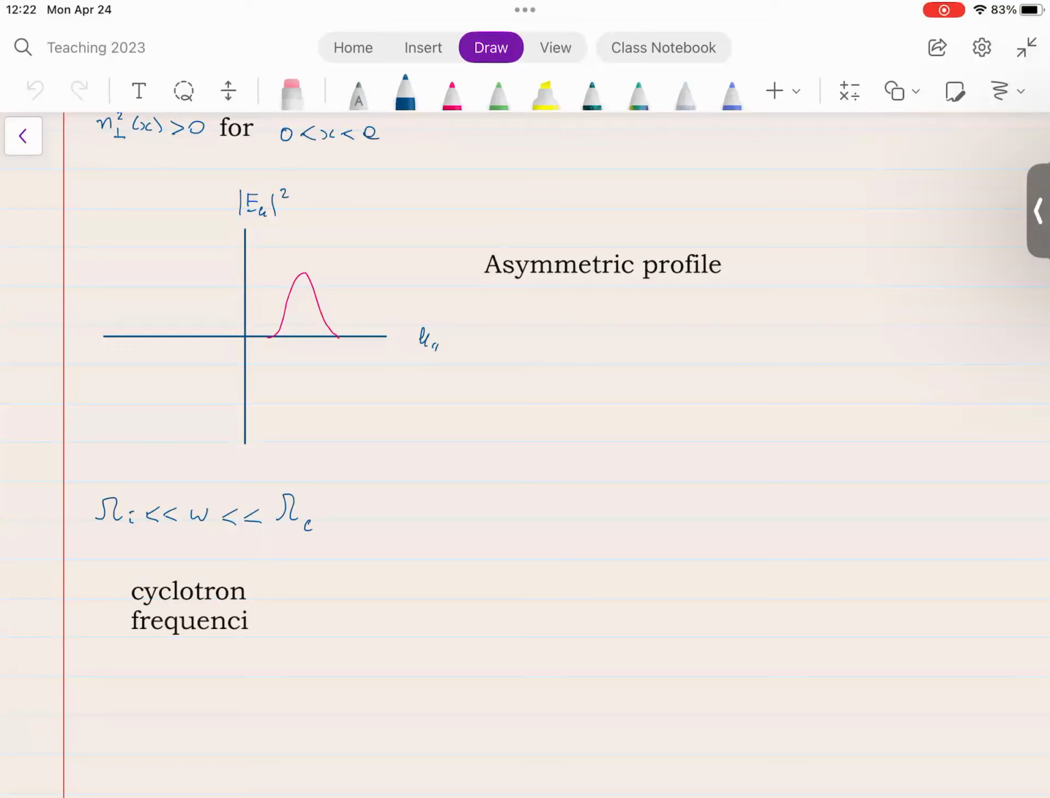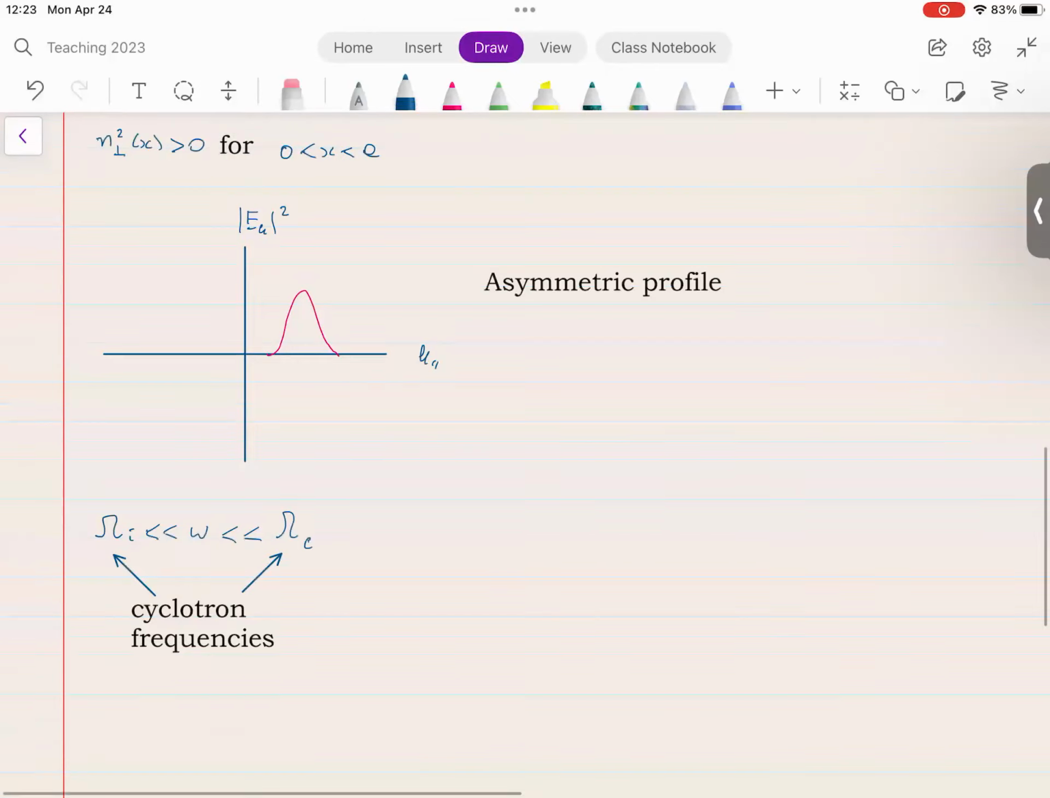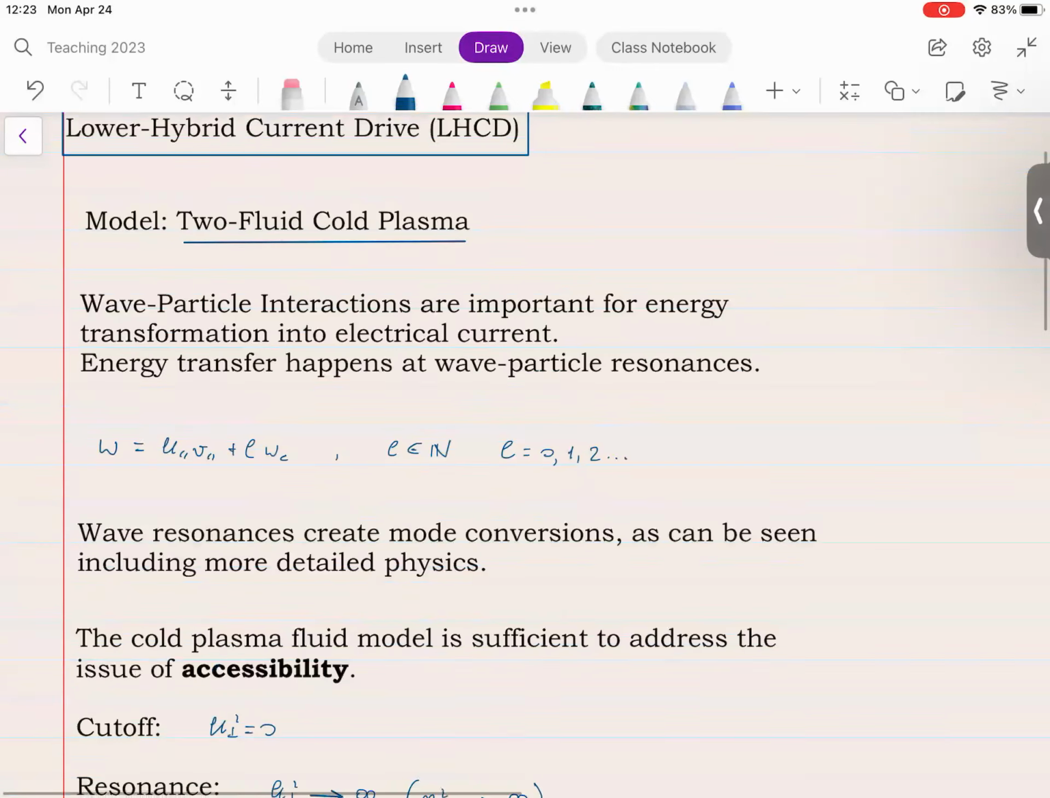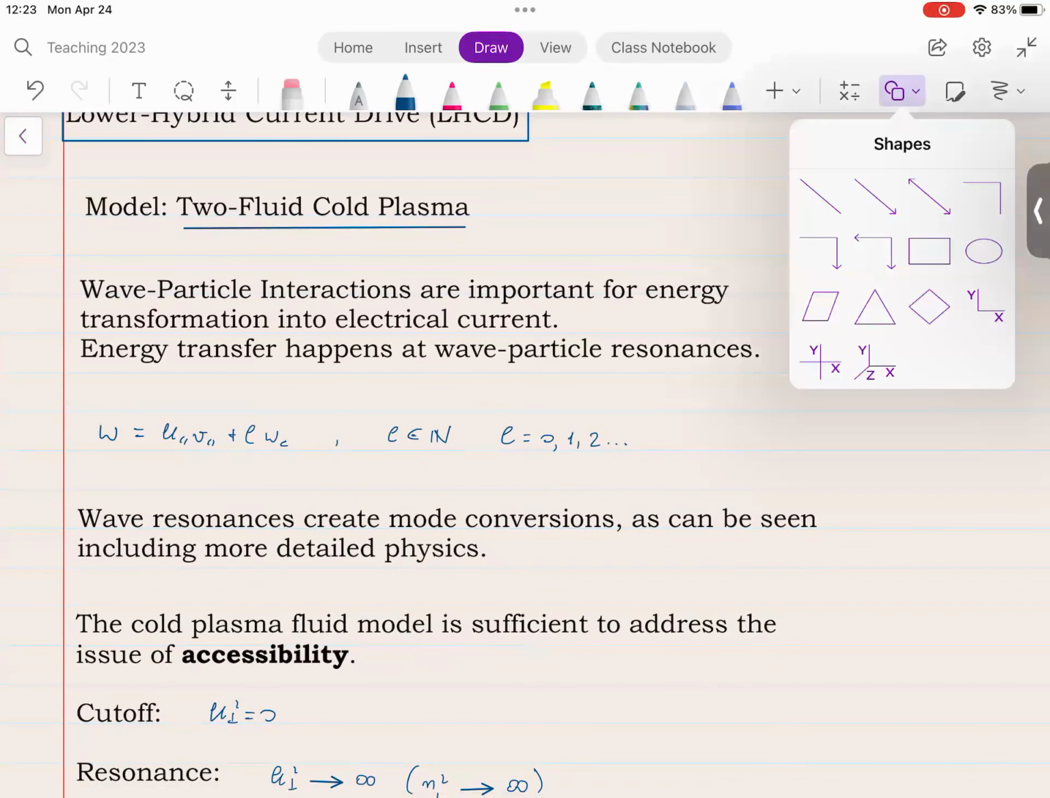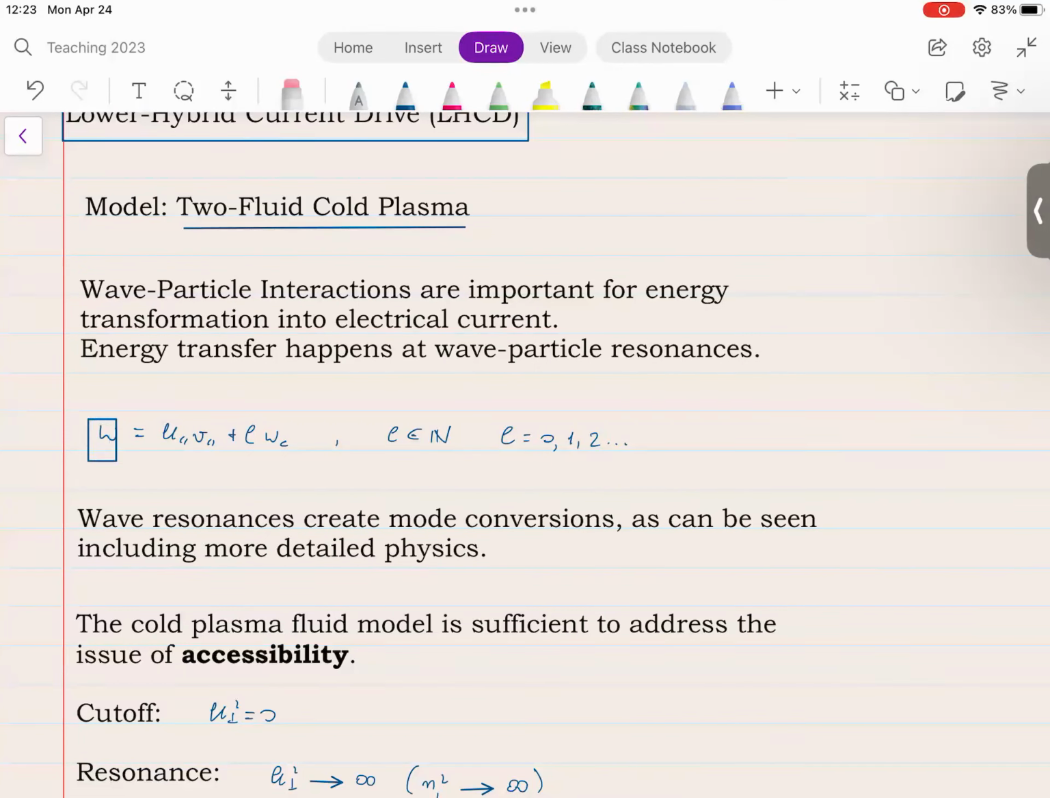But these are the cyclotron frequencies, 1 and 2. There is not going to be cyclotron damping, but for L equals 0 in the resonance condition I wrote earlier, which I may want to square, I can have Landau damping.